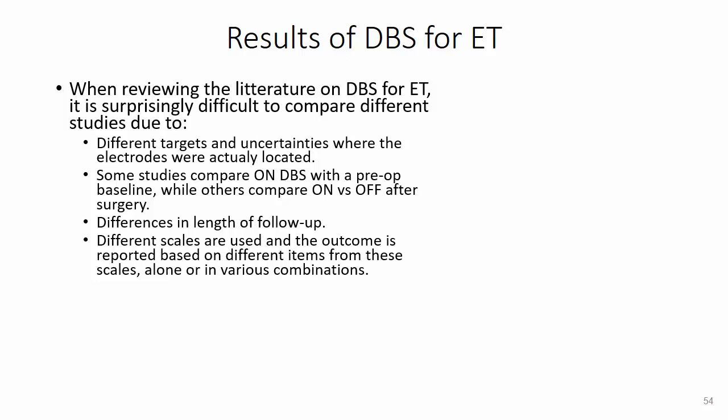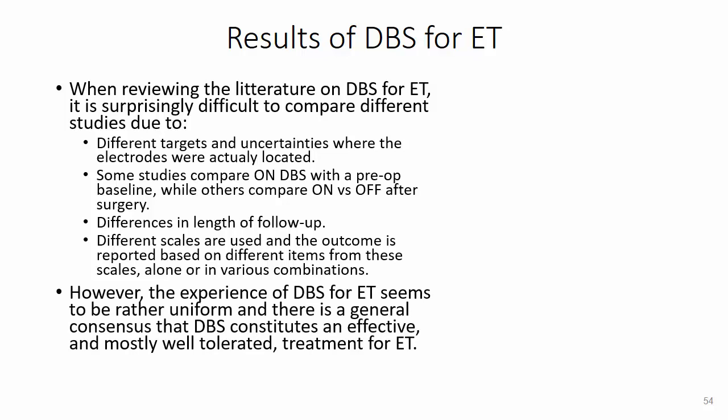When reviewing the literature on DBS for essential tremor, it is surprisingly difficult to compare different studies due to different targets and uncertainties where the electrodes were actually located. Some studies compare on DBS with a pre-operative baseline, while others compare on versus off after surgery. There are differences in the length of follow-up, and different scales are used, and the outcome is reported based on different items from these scales, alone or in various combinations.